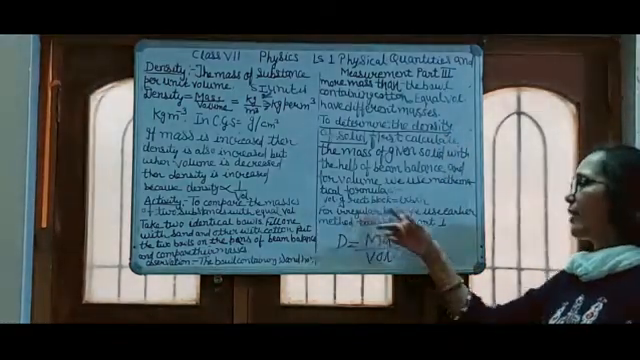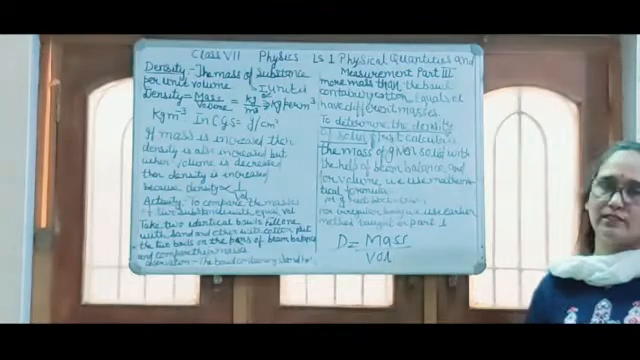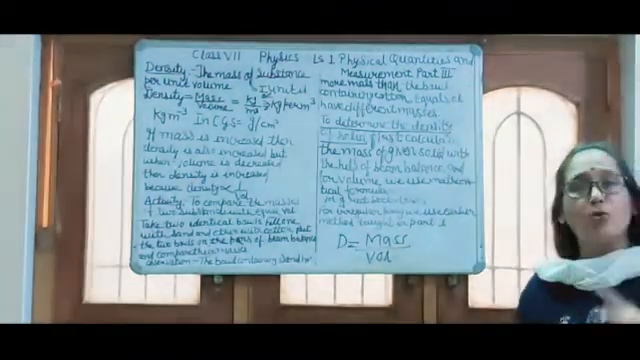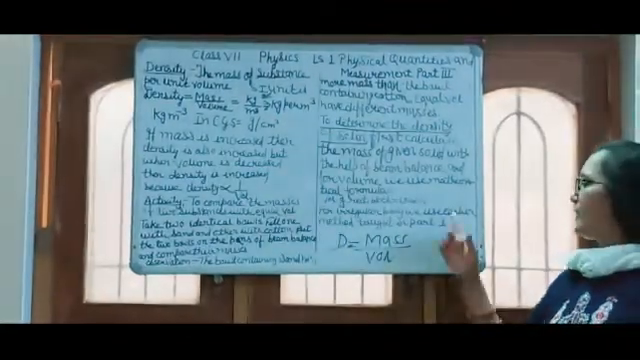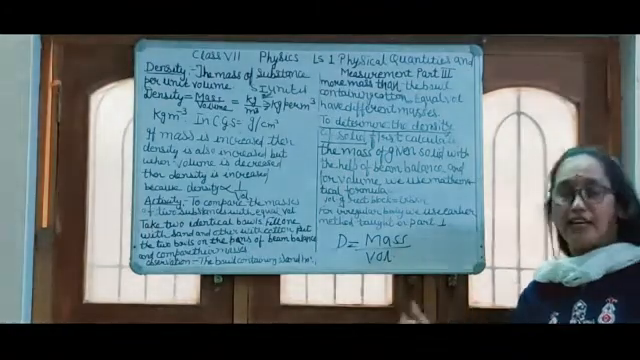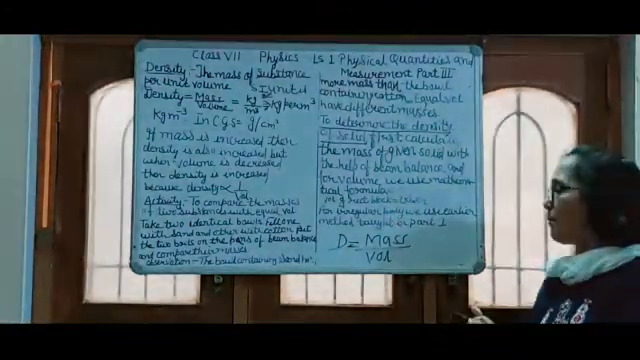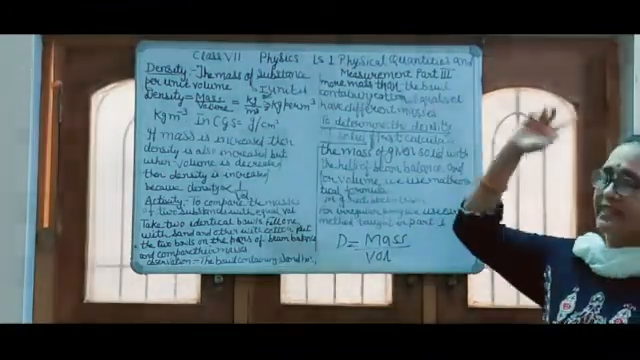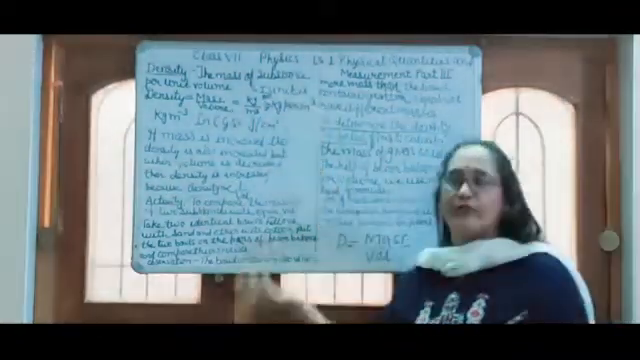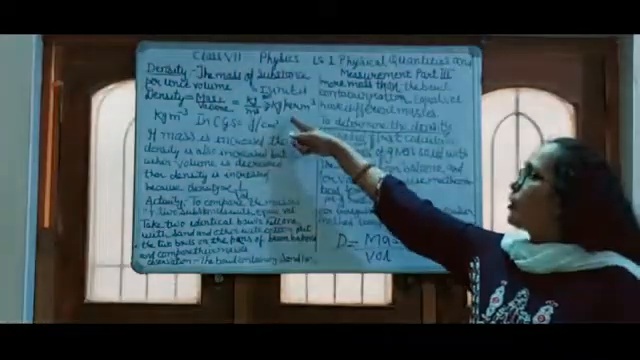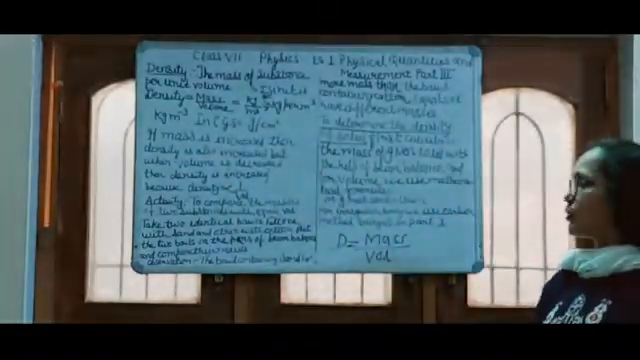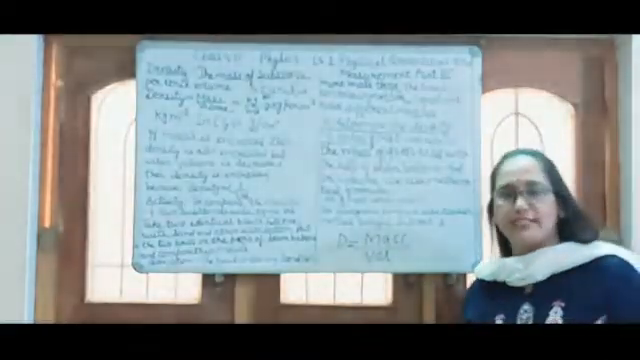But when the body is irregular, how to find the volume? I explained in my part 1 class how to find the volume of an irregularly shaped body with the help of the measuring cylinder. That activity I explained in part 1. So this is about density. I again repeat, density is equal to mass per unit volume. The SI unit of density is kilogram per meter cube and CGS is gram per centimeter cube. So that's all for density.